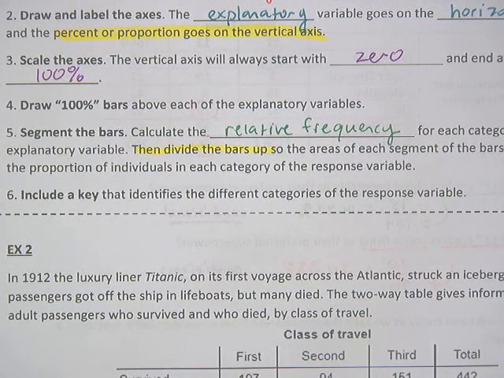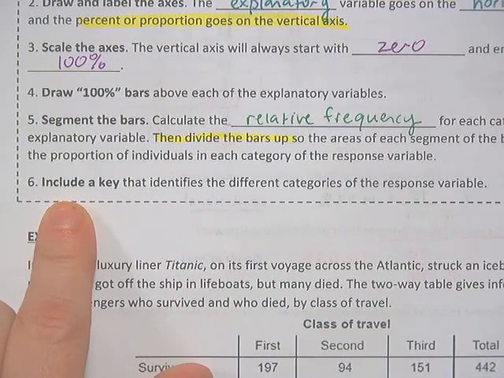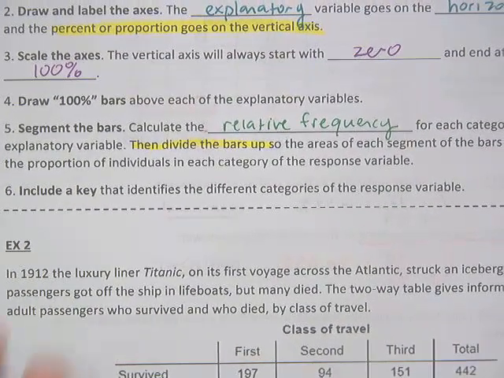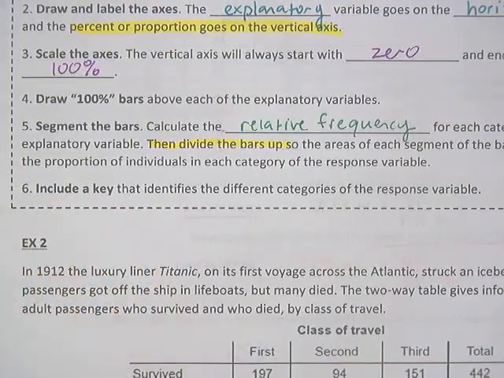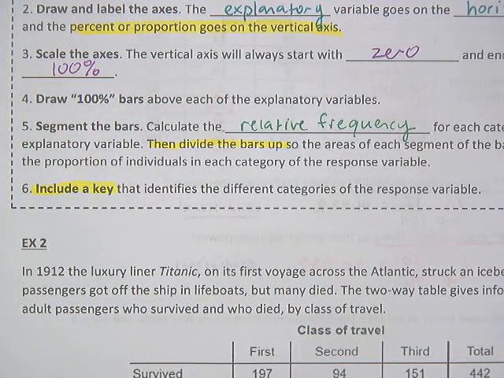The last one is very, very important. You're going to have different segments, so you're going to have to shade each segment differently. Maybe you shade and leave a blank one, or maybe you stripe one in. Well, I need to know what's what, so be sure that you include a key. Without the key, it's useless. All that hard work that you just put in is useless.